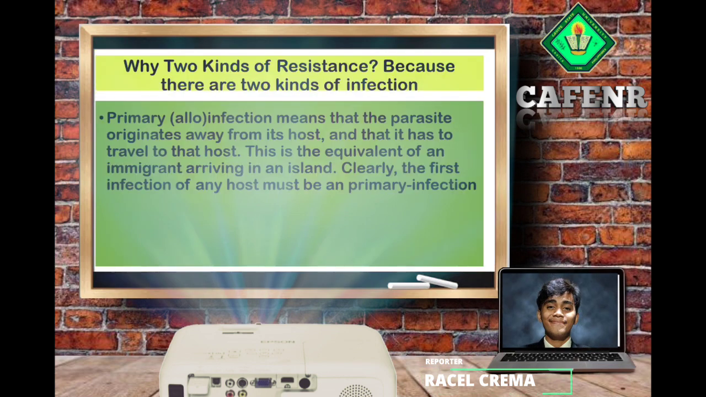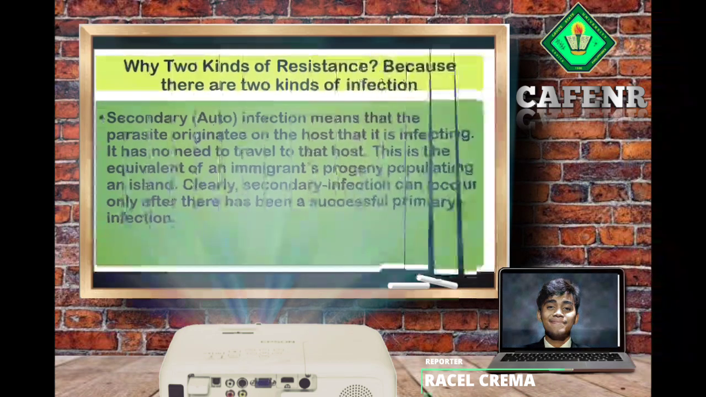Why are there two kinds of resistance? Because there are two kinds of infection, the primary and secondary. Primary, or allo infection, means that the parasite originates away from the host, and it has to travel to the host. It's the equivalent of an immigrant arriving on an island. Clearly, the first infection of any host must be a primary infection.